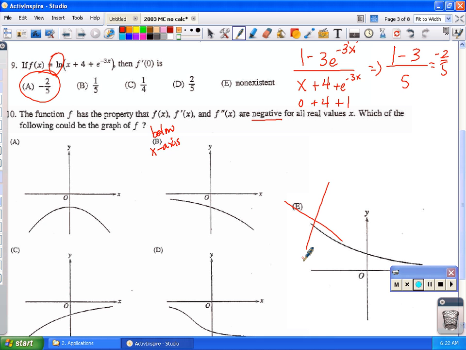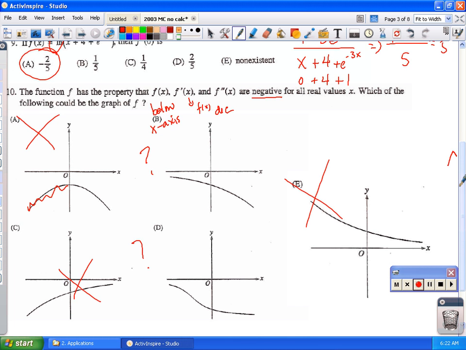If the first derivative is negative, that means that f of x is decreasing. Well, in A, we can see that this function is increasing at this point, so that one is out. B is decreasing everywhere. C is increasing everywhere, so that's out. And D is also decreasing. All right, so we've narrowed it down.